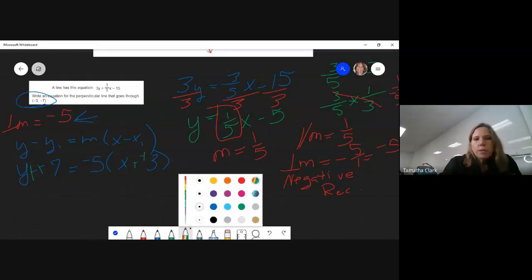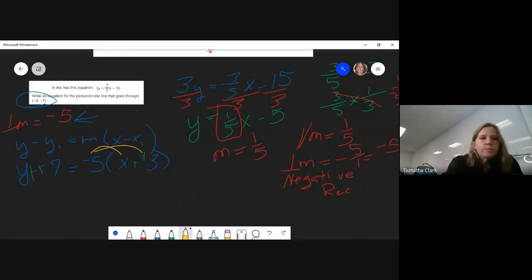Then we want to take that and distribute. So -5x minus 15, subtract 7. So y will be equal to -5x and then -22.